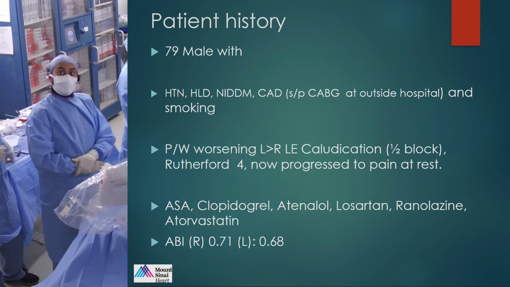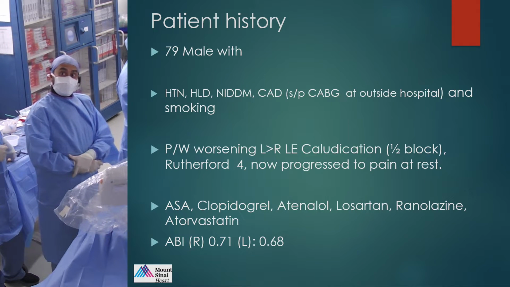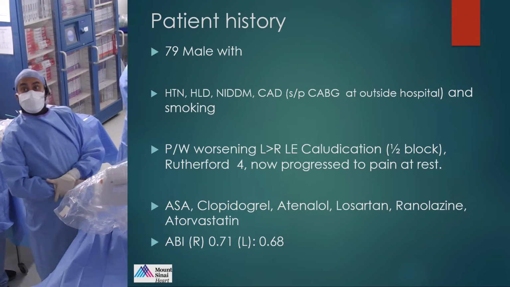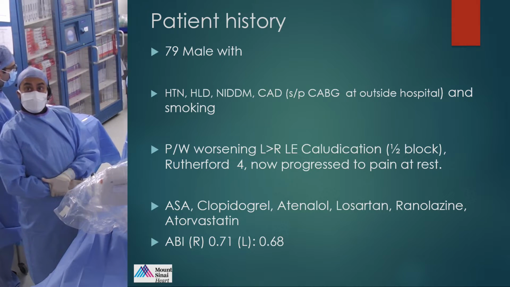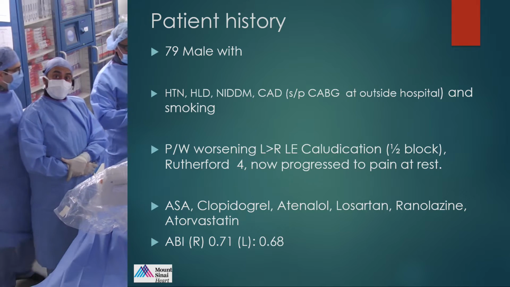Our patient is a 79-year-old gentleman with a past medical history of hypertension, hyperlipidemia, diabetes, coronary artery disease, and smoking. He presents with worsening bilateral lower extremity claudication, more on the left than the right, Rutherford 4, that has now progressed to pain at rest. The patient is currently on aspirin, clopidogrel, atenolol, losartan, ranolazine, and atorvastatin, and remains symptomatic despite the treatment.